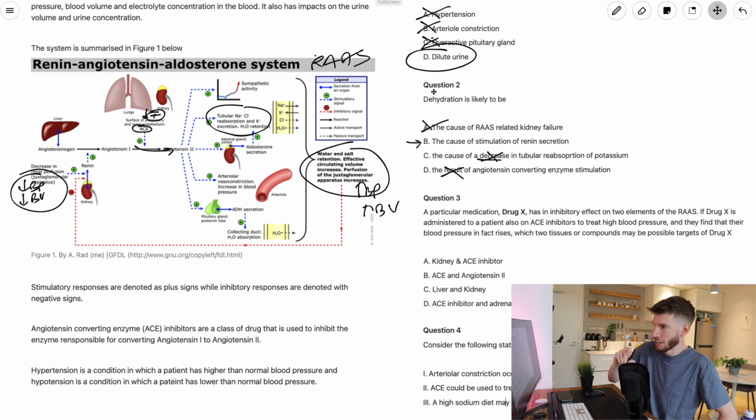So it would be that the dehydration would be the cause of ACE stimulation, effectively. So the only one that had anything going for it again is B. So you can see these ones, a lot of process of elimination when you've got a lot of qualitative analysis.